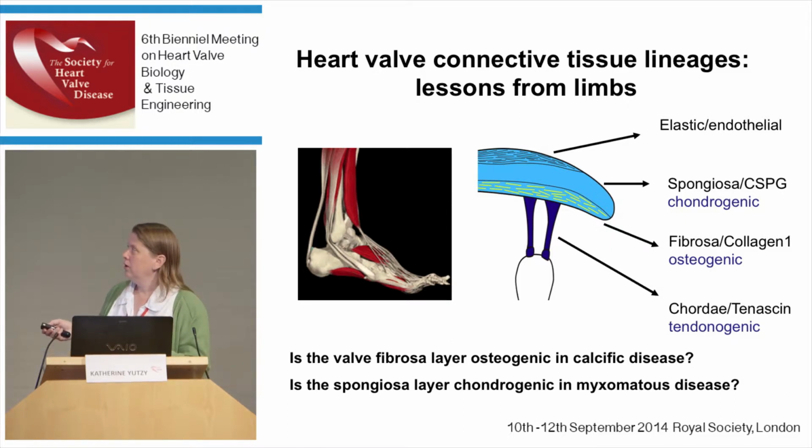And so our thinking is that this fibrosa layer in an aortic valve, this is going to be on the side away from blood flow, which is where the calcific nodules usually form, that layer may be osteogenic. And so in thinking about myxomatous disease, we're thinking in terms of cartilage pathways, and then in terms of calcific disease, we think of osteogenic pathways.